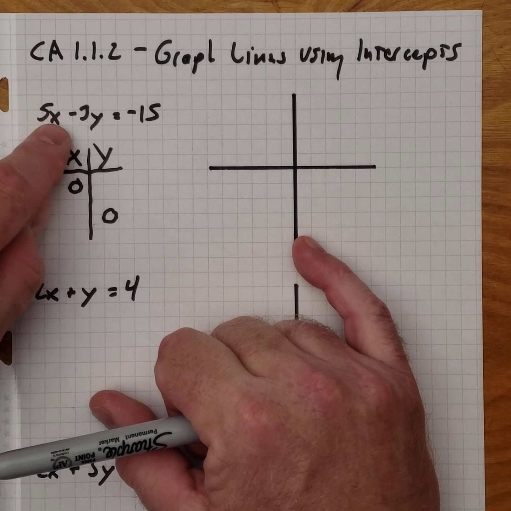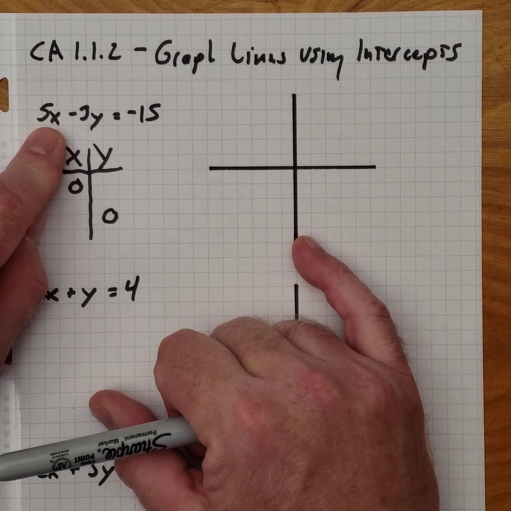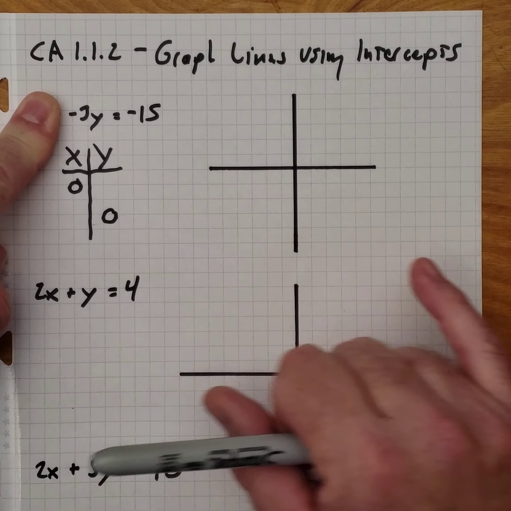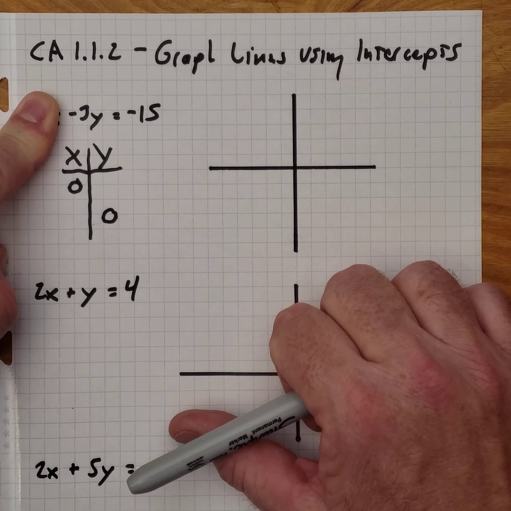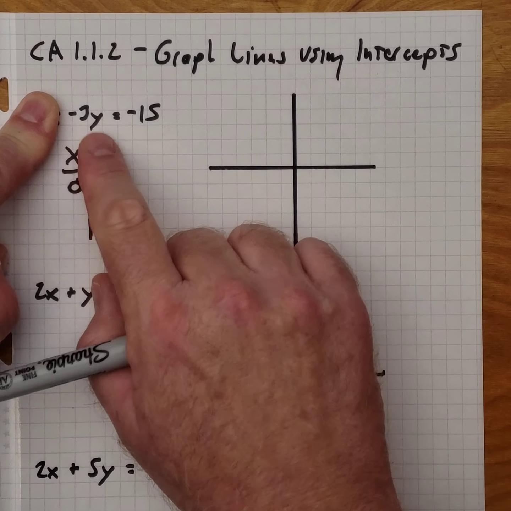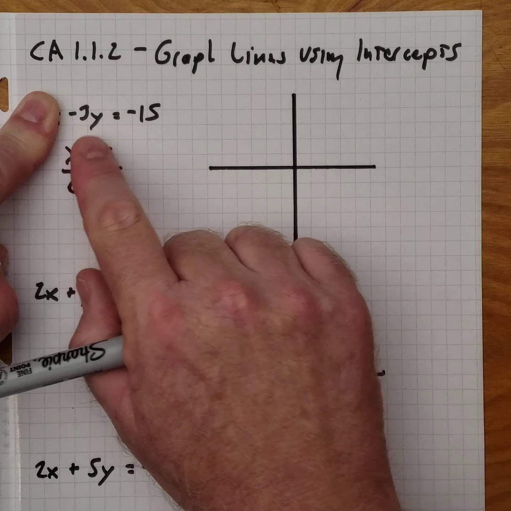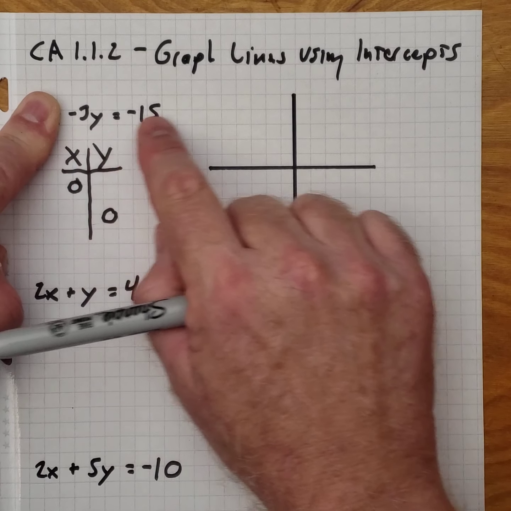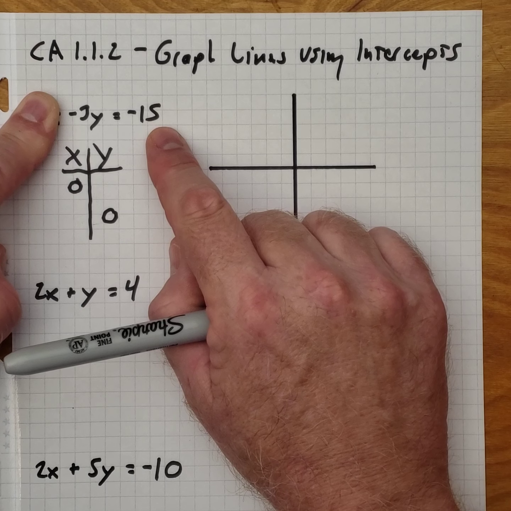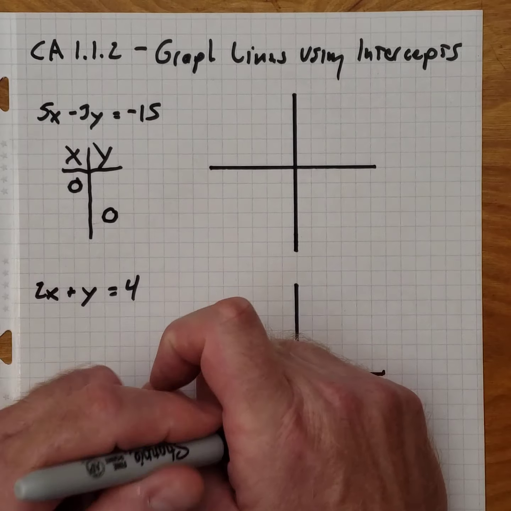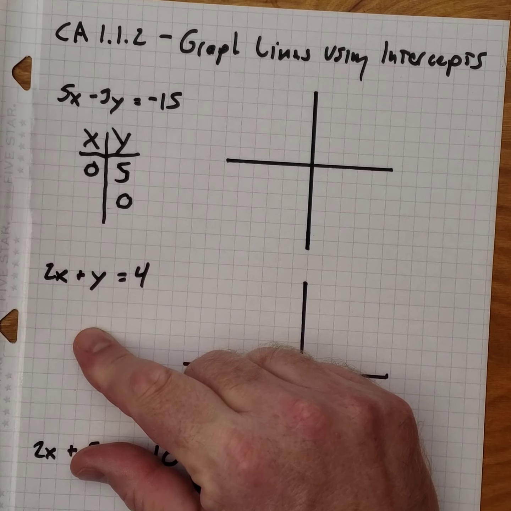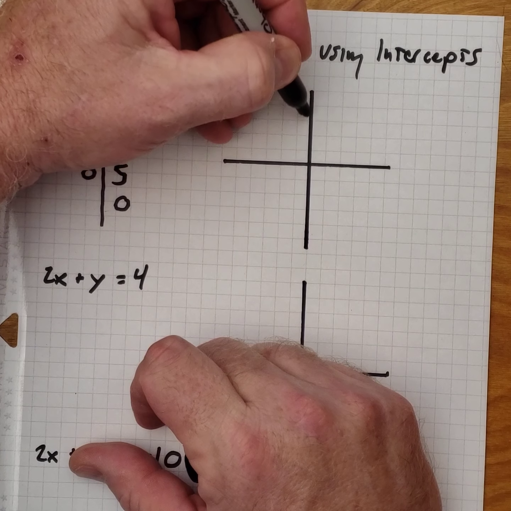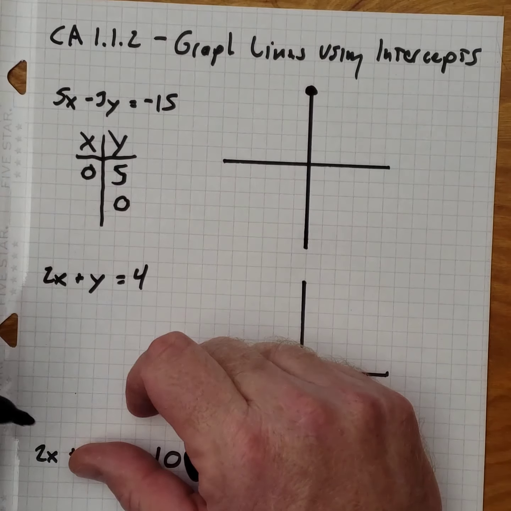So if we put a 0 in there for x, that's going to make this whole term go away. It's going to make that term 0, and that's going to leave us with negative 3y equals negative 15. So what would y have to be in order for this to be a true statement? If you can't think about it that way, then solve this equation. Divide both sides by negative 3, and you'll get positive 5. So we get (0, 5) is our y-intercept. And that would be right 1, 2, 3, 4, 5 right there.